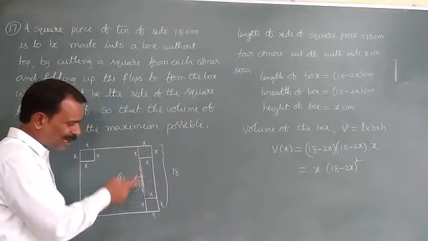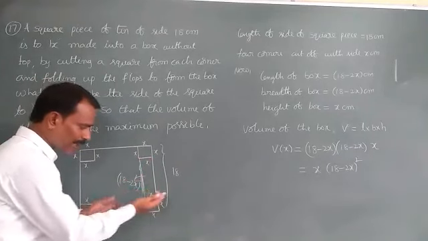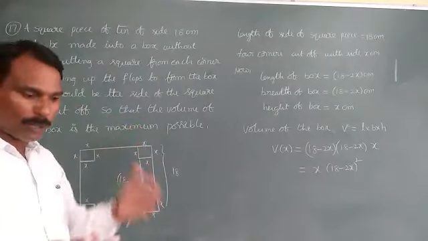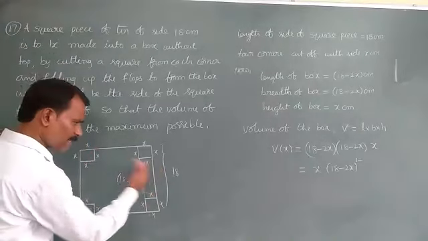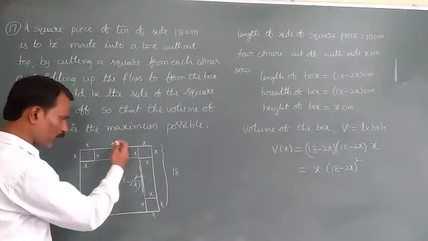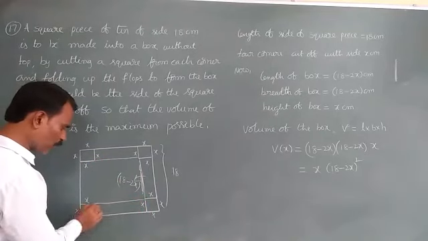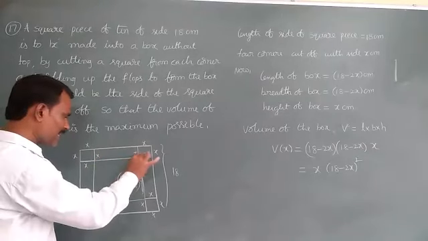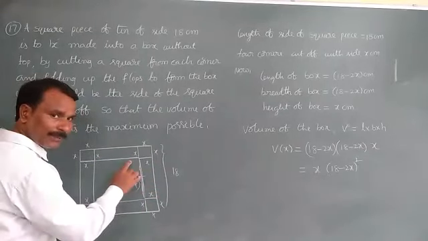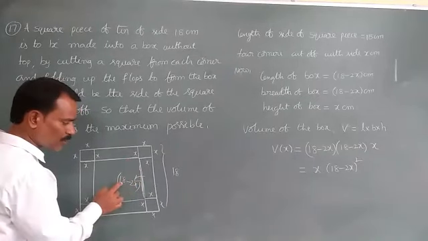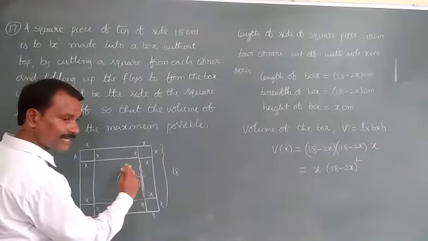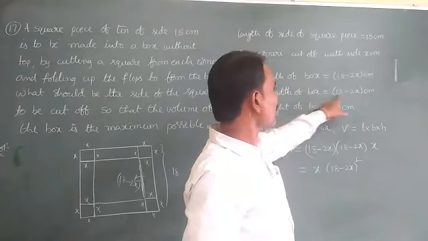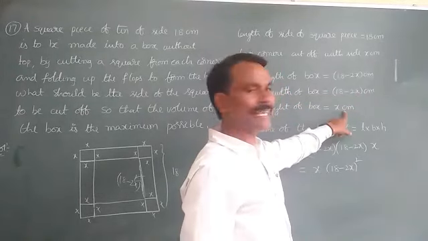That means the length of the box, because that part we have to fold like this, just like a sweet box, top or bottom, anything. Just fold like this, and this is also folded upside, and here also folded upside. So this is length, breadth. Length is 18 minus 2x, breadth also 18 minus 2x. But height, whatever you are folding like this, is x. Length of box 18 minus 2x, breadth of box 18 minus 2x, height of the box x centimeter.